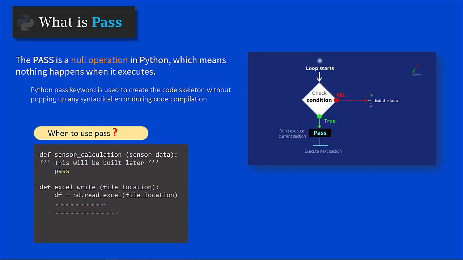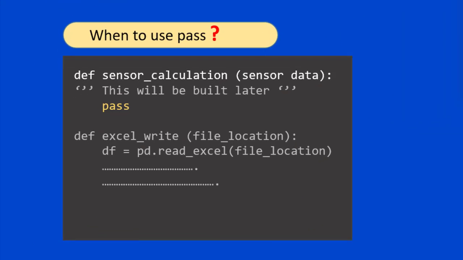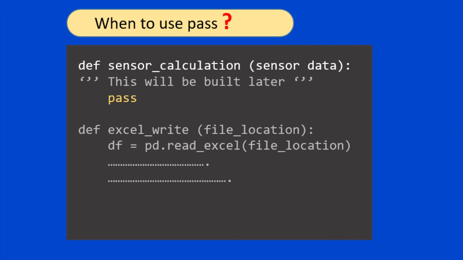So when to use pass? For example, you have been given a task to do some calculation based on sensor data, right? At this point of time, maybe at the beginning of the project, you do not have any sensor connectivity to your project, but you know that this is going to be a function which exists in the future and will do some calculation. So in that case, you can define a function. For instance, here I have defined def sensor_calculation(sensor_data).